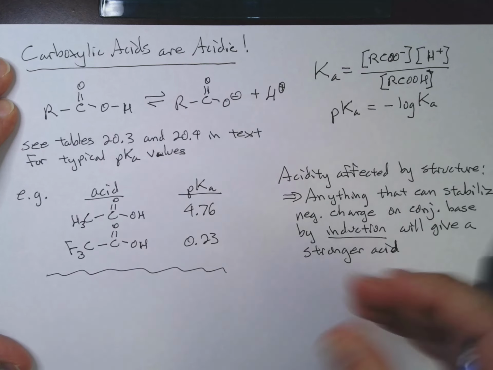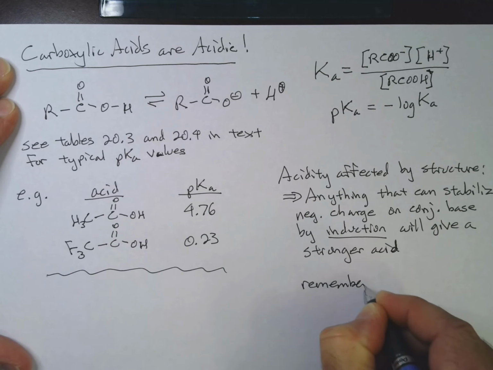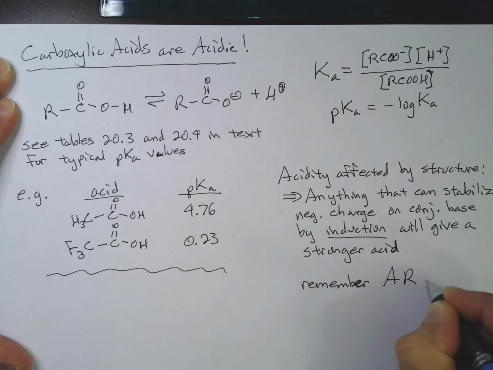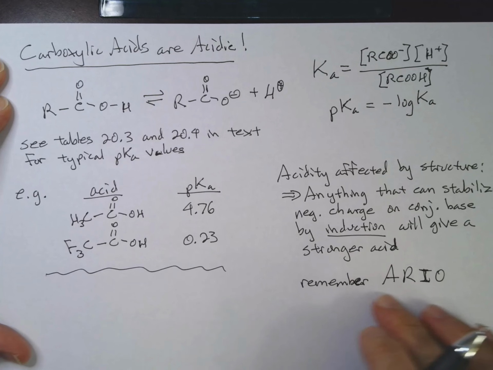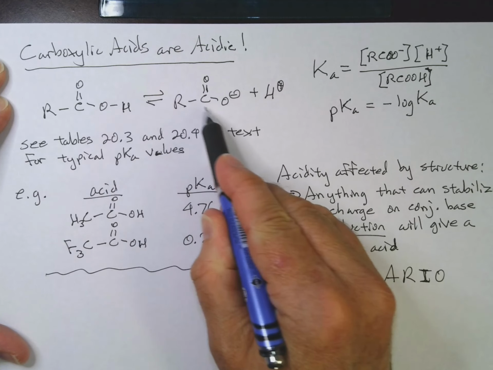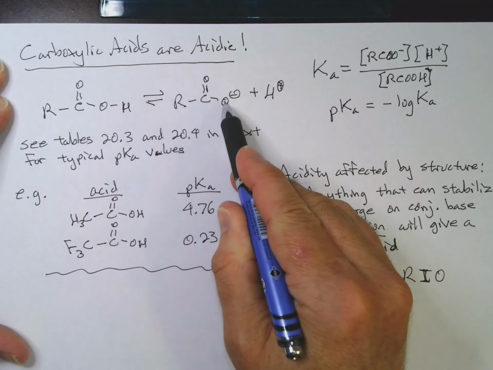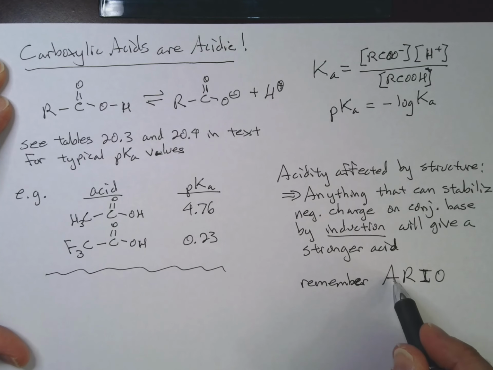So think back to 12A, and you may want to review some of the lectures. But let's remember ARIO. So we used this little mnemonic here to remember the different structural factors that affect acid strength. We have A, atom identity. Well, in our conjugate base, since carboxylic acids all have this carboxylate group as their conjugate base, our negative charge is always on oxygen. So we don't have to worry about that.